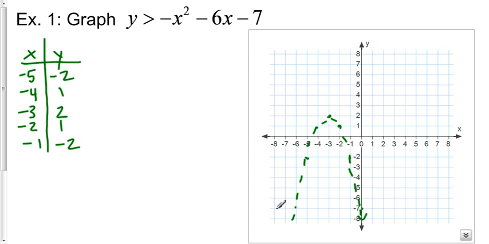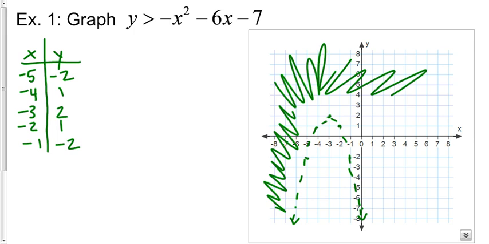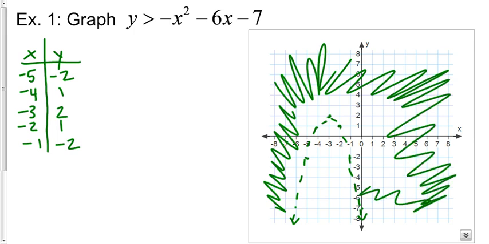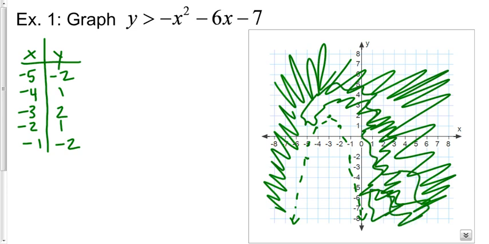Alrighty. And finally, I need to do the shading. It says y is greater than that quadratic expression, so I'm going to shade above the parabola. It's a pretty big shaded region. Everything above the parabola gets shaded, and you can do this however you want to. I suggest that you try this on your calculator so that you can also learn how it works on your calculator. Everything above this parabola, in my shaded region, is a solution to this inequality.